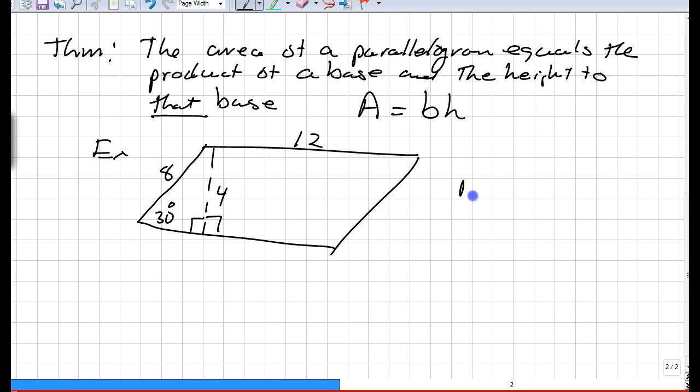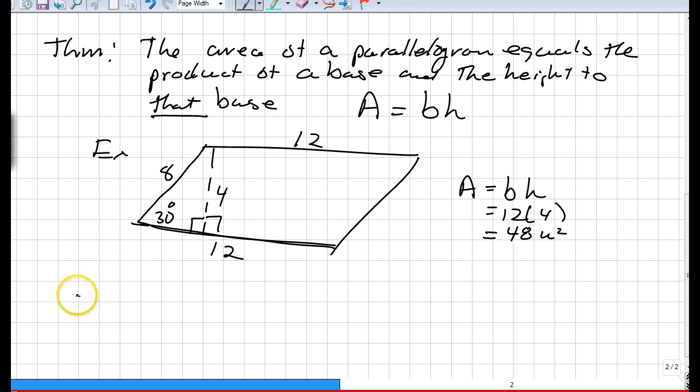So then the area of this parallelogram is base times height. The base is 12 because opposite sides of parallelograms are congruent, so I know this is 12. And the height is 4. So the area of this is 48 units squared. Okay?